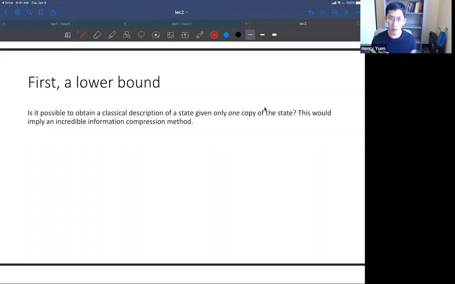But of course, it turns out that one copy is certainly not enough. Even 2 or 3 or a few number of copies is not going to be enough in general. And we'll see why. We're going to give a formal argument for why it's not possible. And essentially, if it was possible, this would imply an incredible information compression method that's actually too good to be true. So how do we see that? Well, let me take a look at my notes.